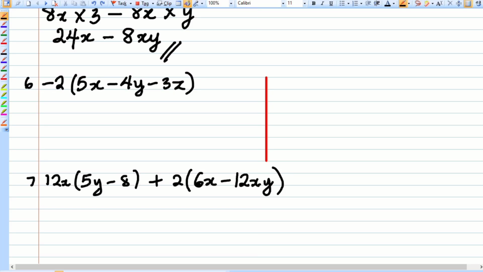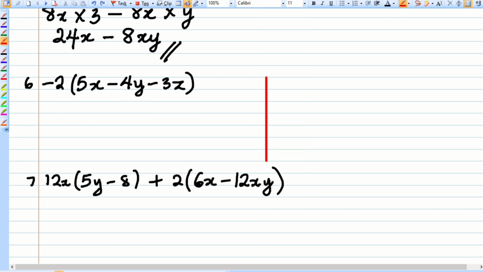Okay, so for number 6, we have minus 2 bracket 5x minus 4y minus 3z. Just like we did the previous one, to simplify this, let me identify that this minus 2 will multiply the first term, multiply the second term, and then multiply the third term. So, let's do that.